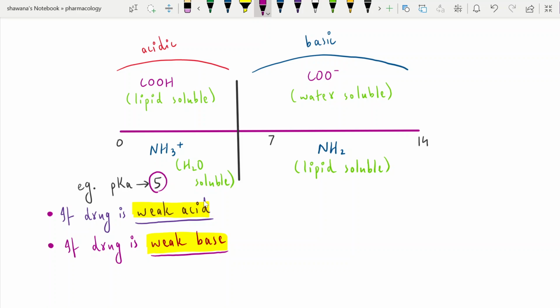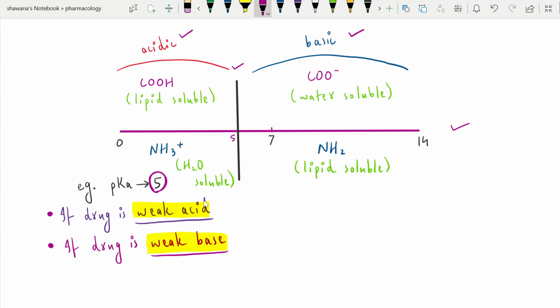So if the pKa is given, then draw the pH scale. It is a pH scale from 0 to 14. In the middle there is 7. Wherever the pKa sits, they draw a line in that place. This is a 5, so they draw the line at that point. From 0 to 5, the pH is low, so this is an acidic environment. From 5 to 14, the pH is high, so it is a basic environment. And the question also describes whether the drug is a weak acid or weak base.